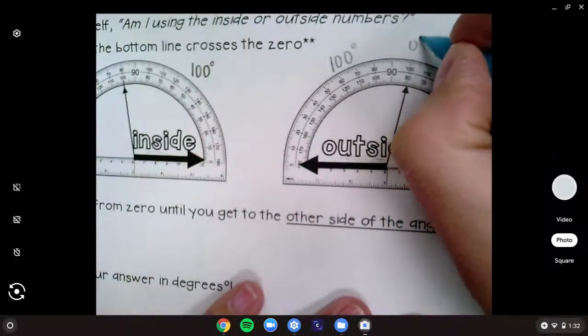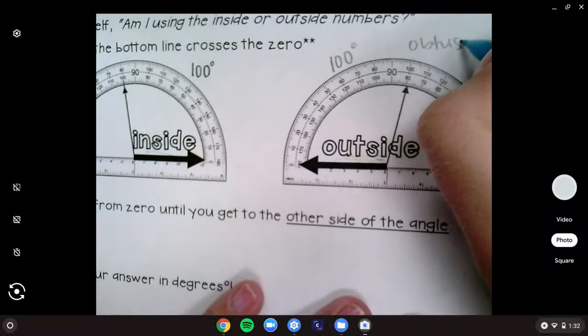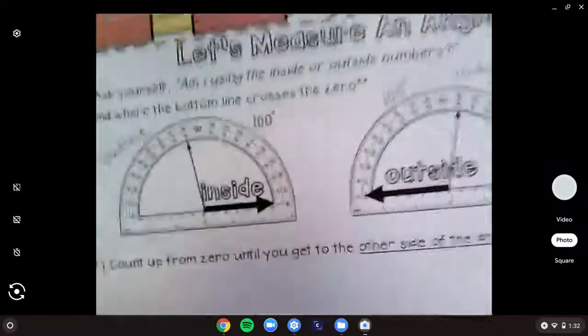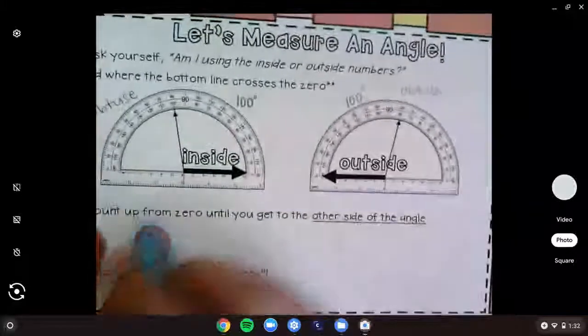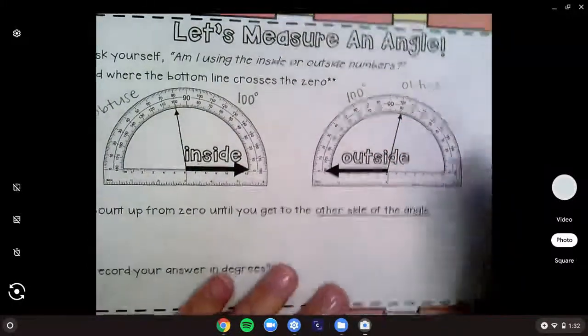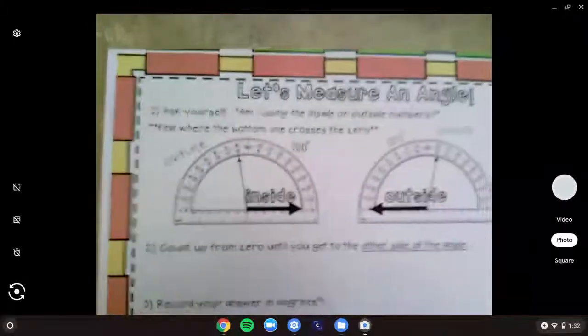Now, just to make sure I'm thinking through what kind of angle this is. Oh yeah, this is an obtuse angle. And that makes sense again. Okay? So it doesn't matter which way it points. We got the same measure because it's the same angle. It's just pointing different ways.